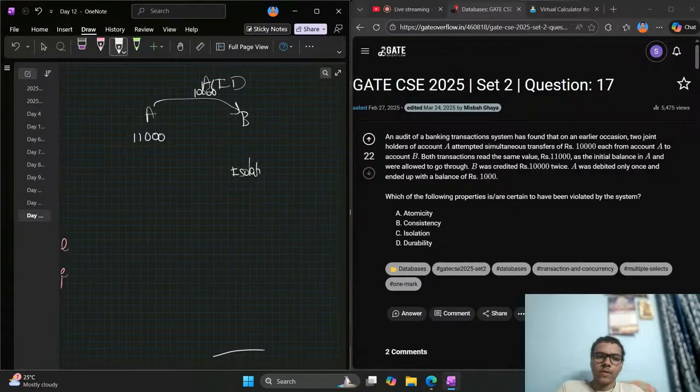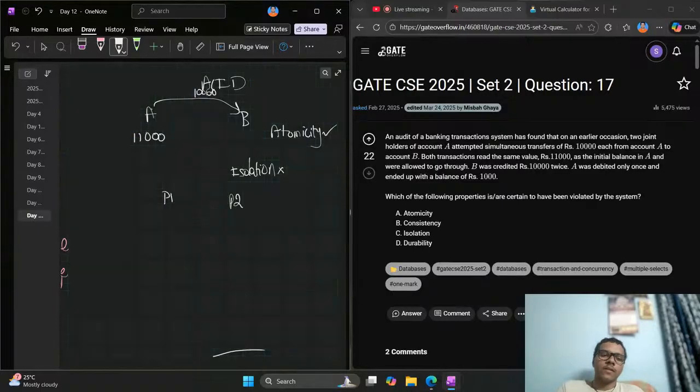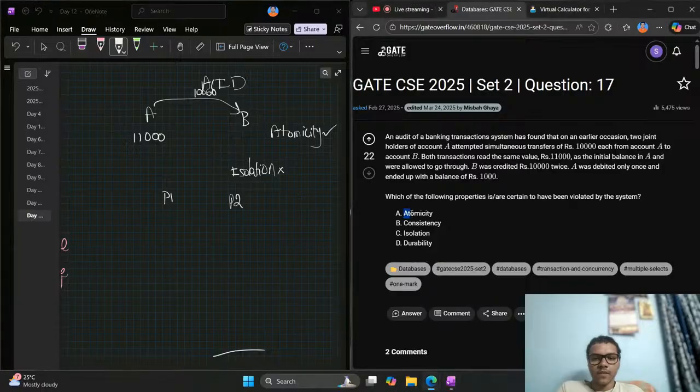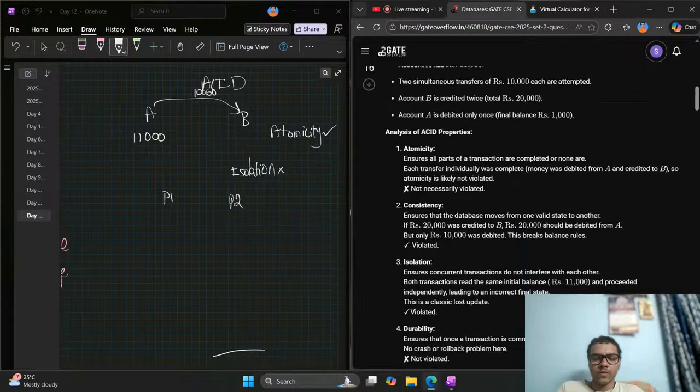Isolation was not validated because from joint holder person one's point of view and person two's point of view, they feel like they are accessing just them. So atomicity is like a process should either complete or not complete. But after 10,000 got credited, the remaining 10,000 should be subtracted. So that is not completely done. And consistency, atomicity and consistency, if I'm not wrong.